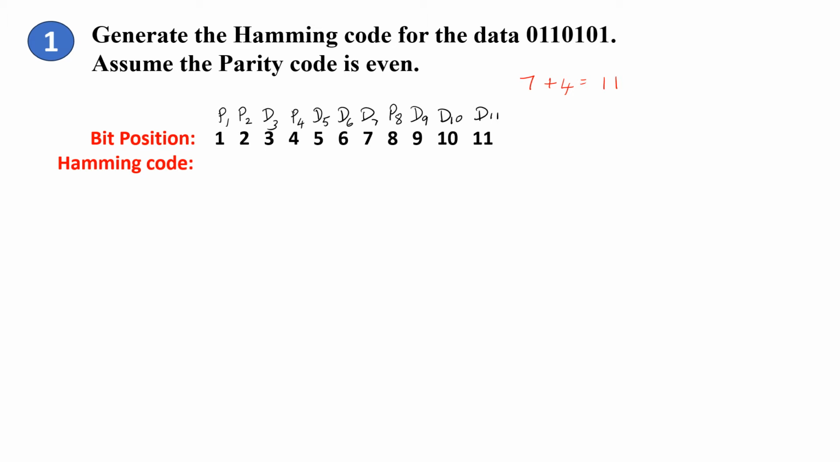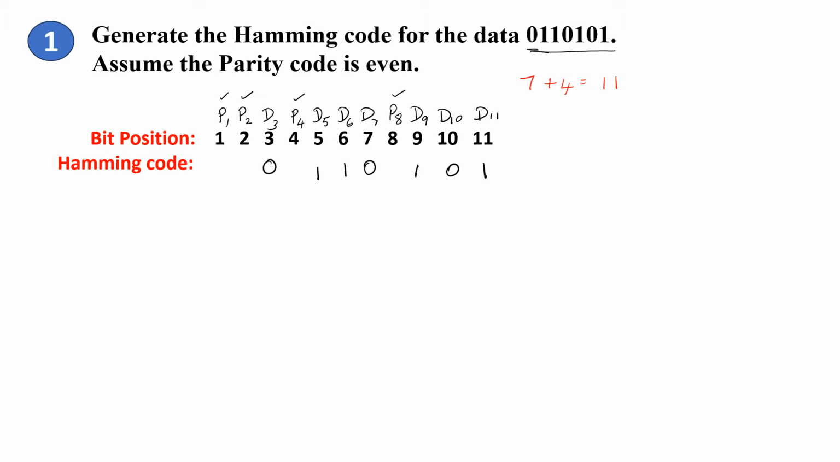So for the data, you can take from here: the first bit will be for D3, next one is for D5, the next one is for D6, then 0 for D7, then 1 for D9, 0 for D10, again 1 for D11. So you have to take this data and put it in the corresponding position. Now we need to find the 4 parities P1, P2, P4 and P8.